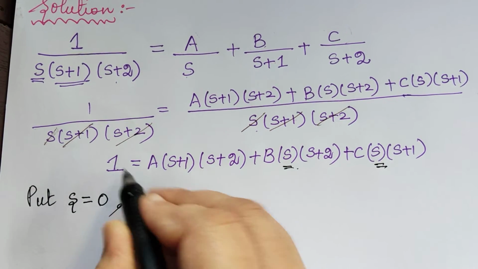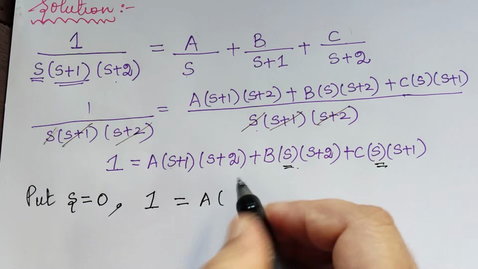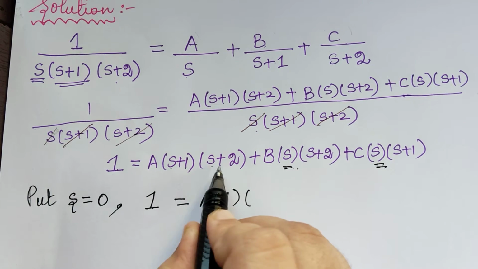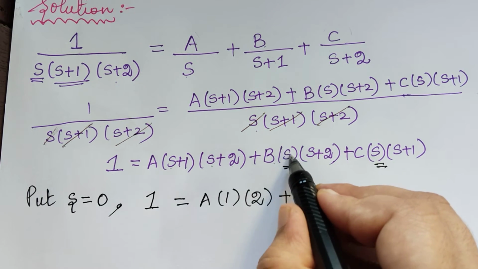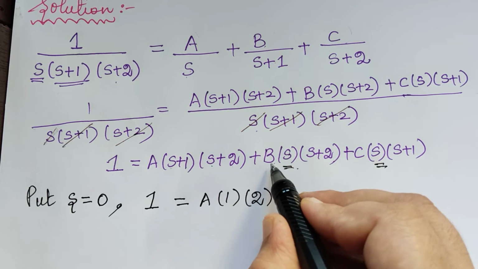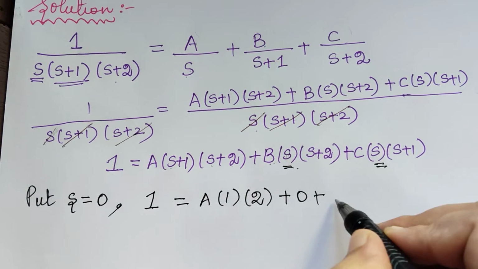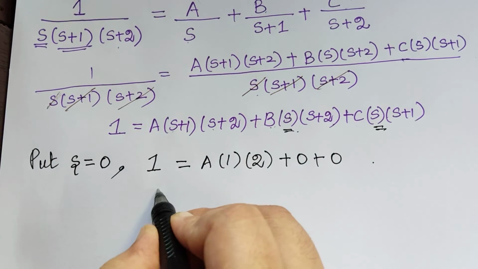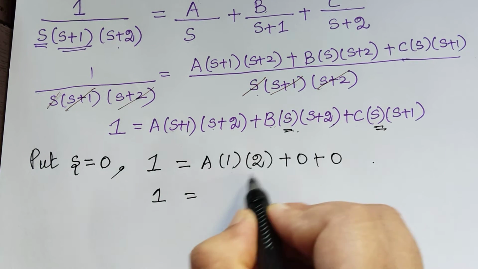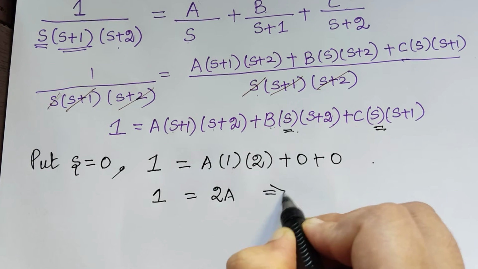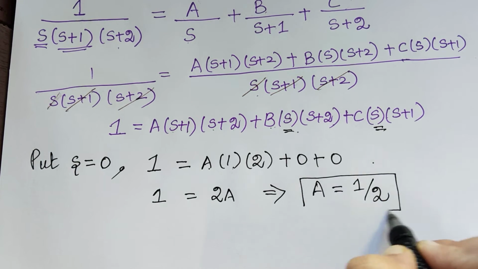So on the left we have 1 which is equal to A multiplied with, S is 0, so 0 plus 1, it is 1. And here S is 0, so 0 plus 2, it is 2. Plus this term becomes 0 since we have taken S as 0. When B is multiplied with 0, this complete term becomes 0 and also this term becomes 0. So finally we have 1 equal to A multiplied with 1 which is A, and again multiplied with 2, it gives us 2A. So from this we get the value of A to be equal to 1 divided by 2. So the value of A is 1 by 2.